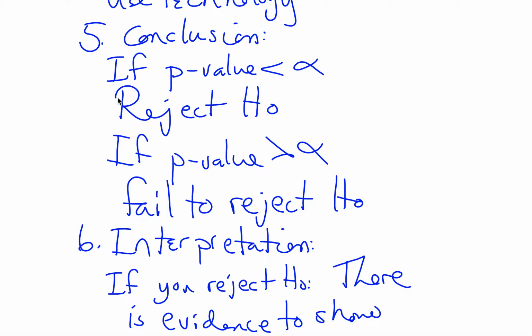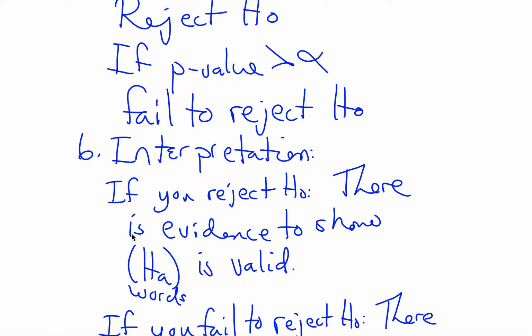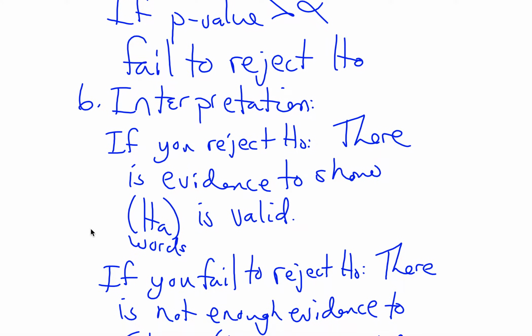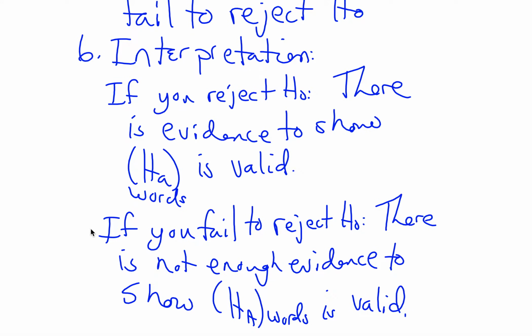Once you've figured out your conclusion, you can actually interpret the information. So the last step of every hypothesis test is the interpretation. If you rejected H0, then that means you had enough evidence to show your HA, and you say that in words, whatever HA was in words, is valid. So you would actually say in words there is evidence to show whatever HA says. If you fail to reject H0, then there's not enough evidence to show HA is valid.